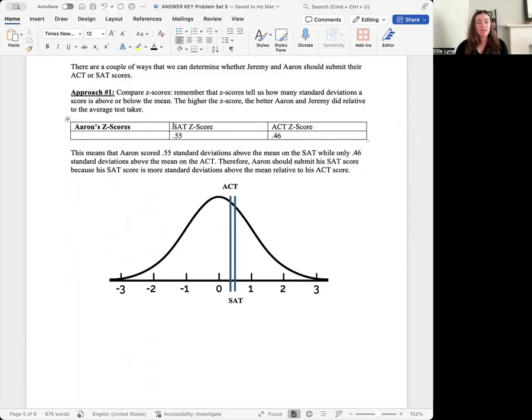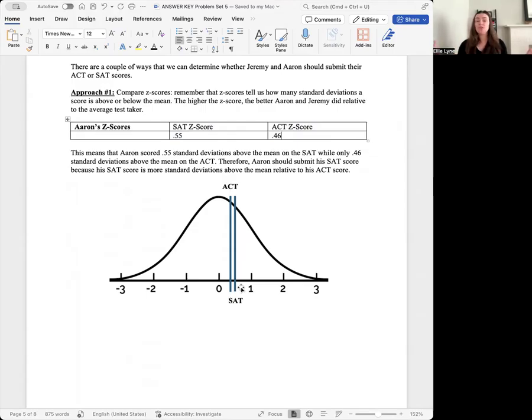I have copy and pasted down here both of his z-scores. And remember, since the z-scores are telling us how many standard deviations he is above the mean, because we know he did above average, what I've done here is gone ahead and plotted them. Remember, our zero value here is representing our mean value. On the ACT, he scored 0.46 standard deviations above the mean. But on the SAT, he scored 0.55 standard deviations above the mean.